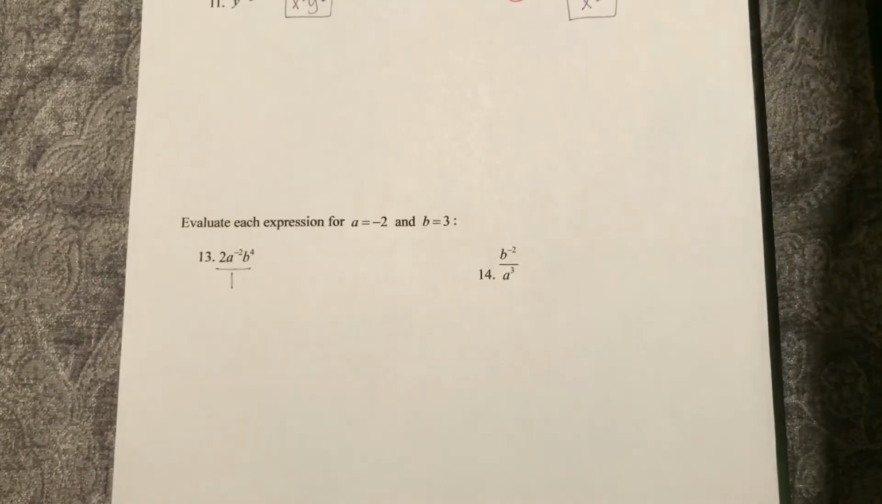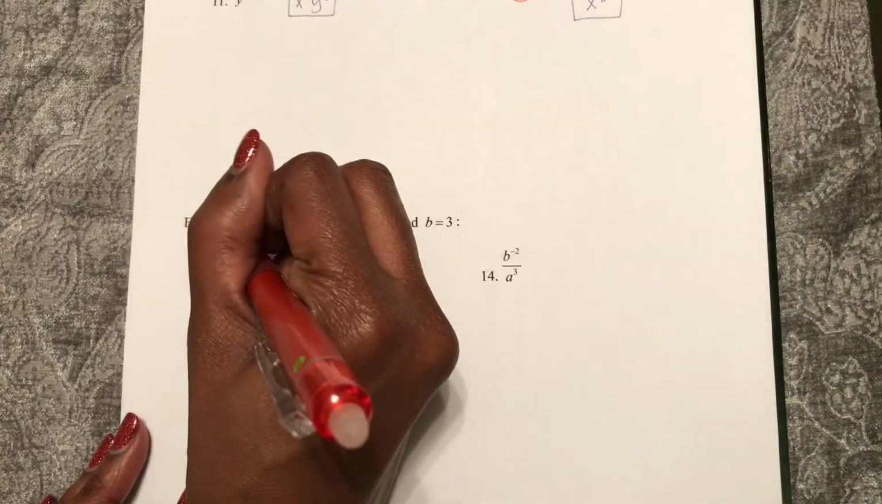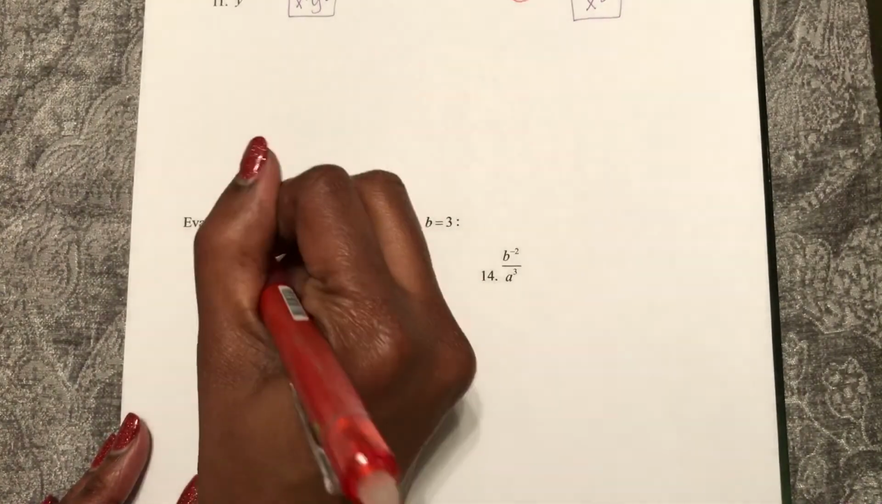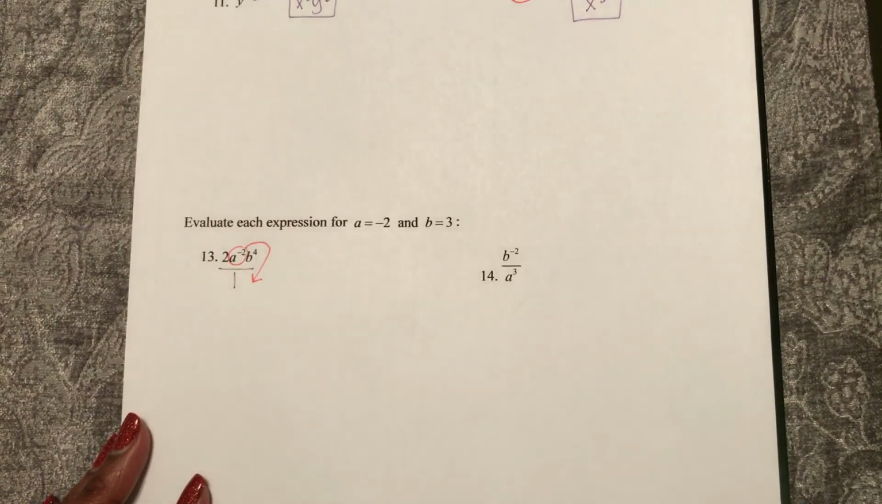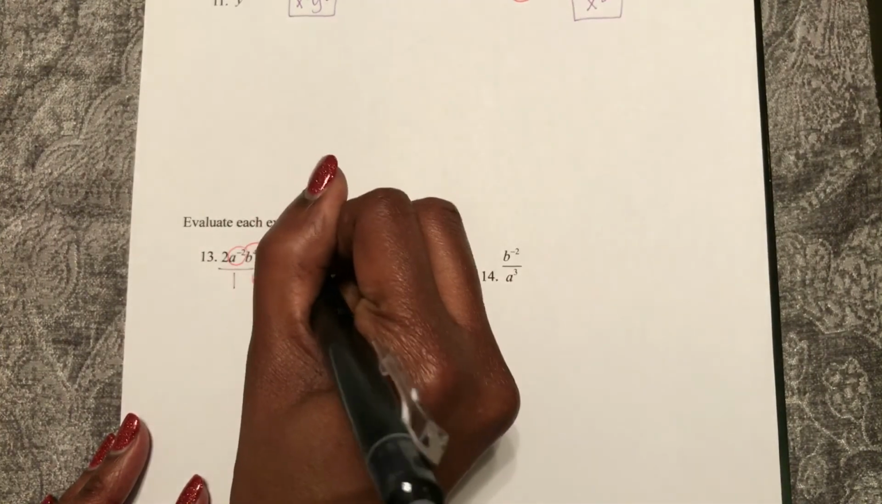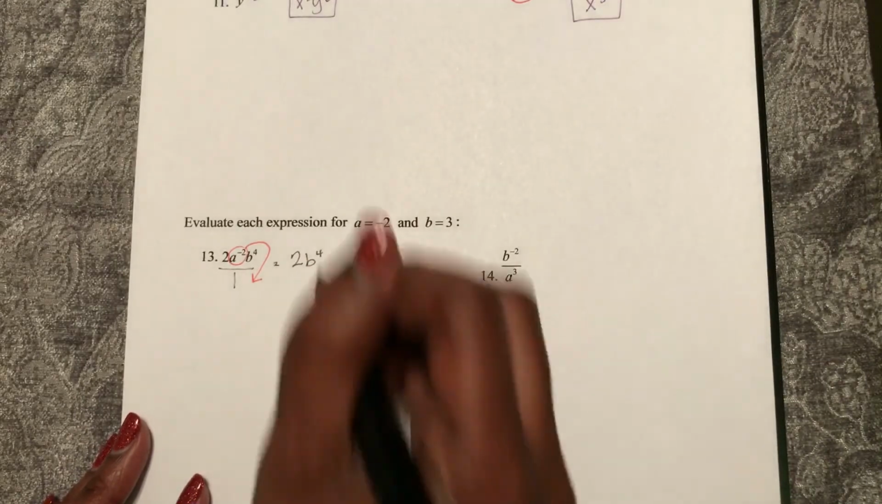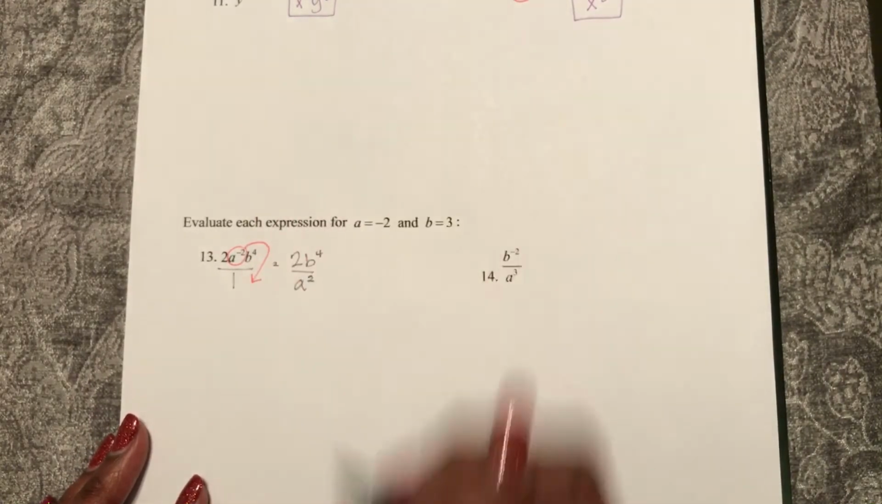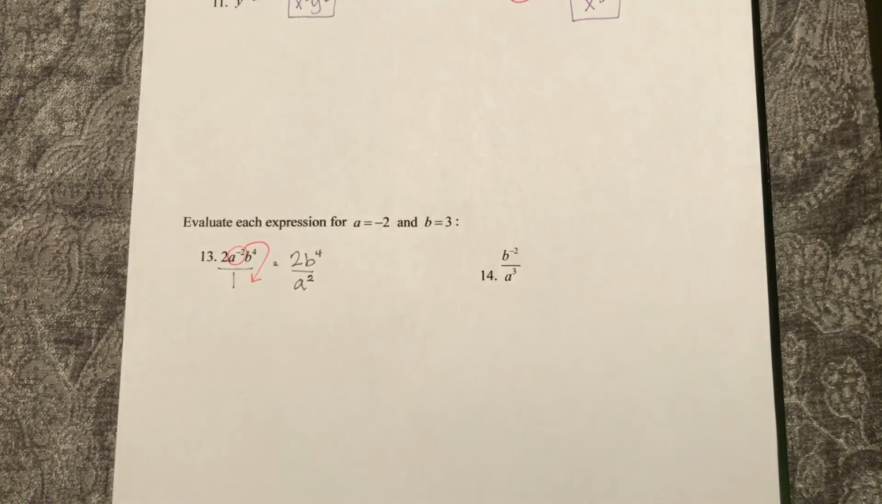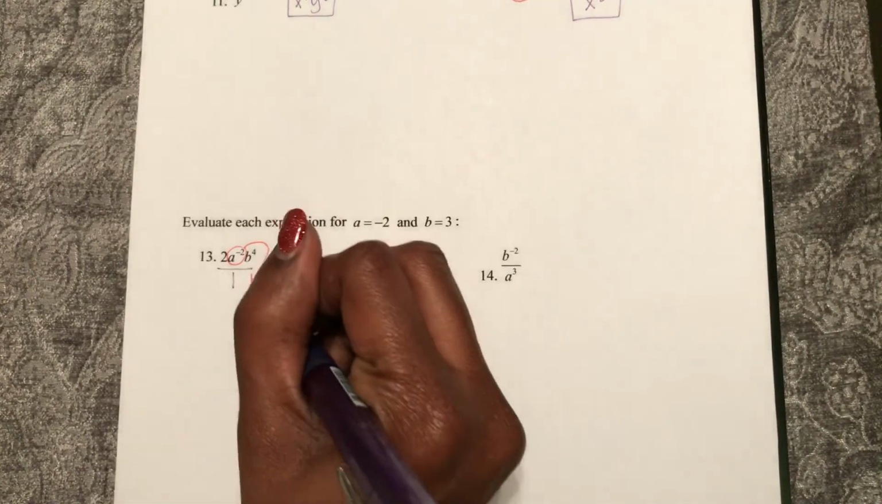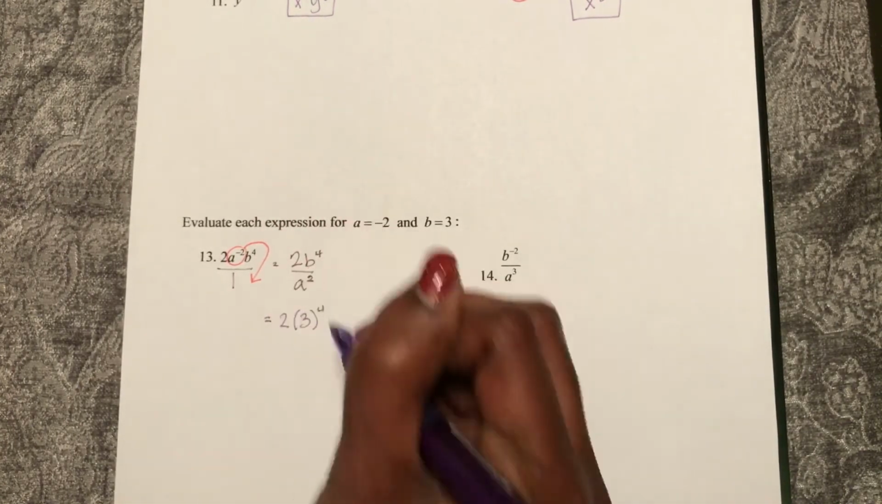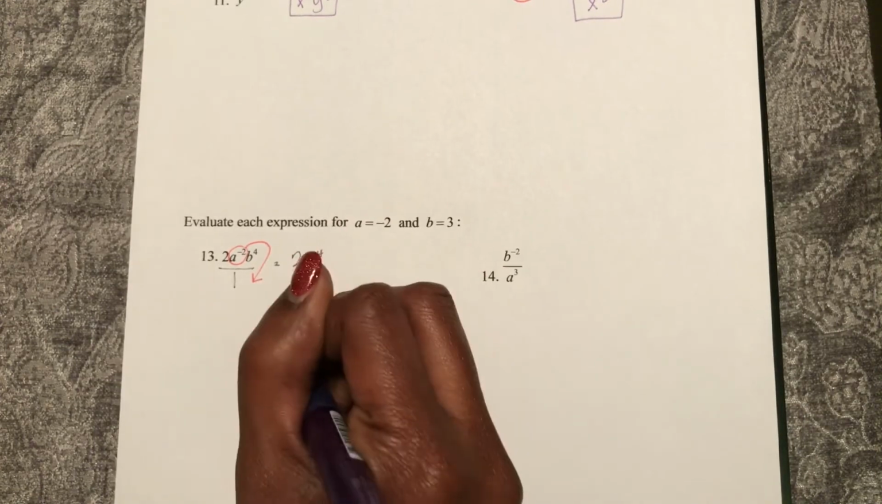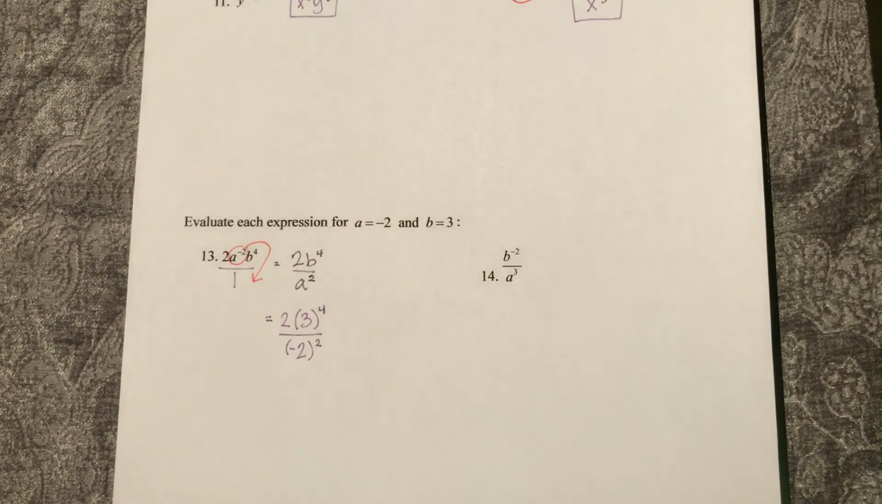I see that this term has a negative exponent, so I'm going to move it down to my denominator. So now I have 2b to the 4th in my numerator over a squared in my denominator. So now what I can do is evaluate, plugging in each value for a and b. So if I plug in negative 2 for a and 3 for b, I have 2 times 3 to the 4th power all over negative 2 squared.